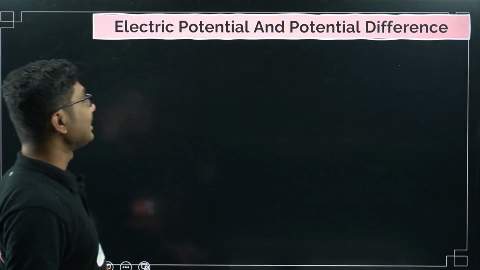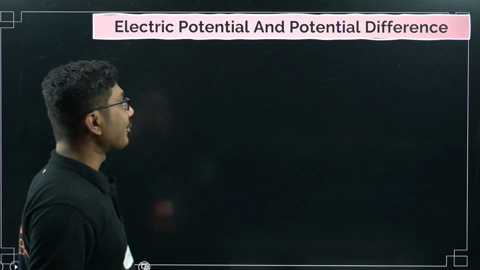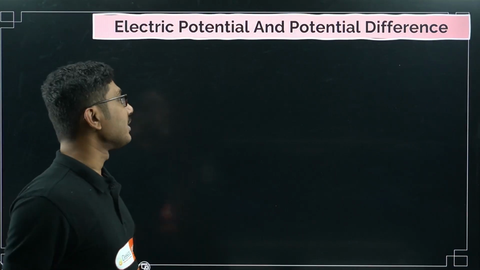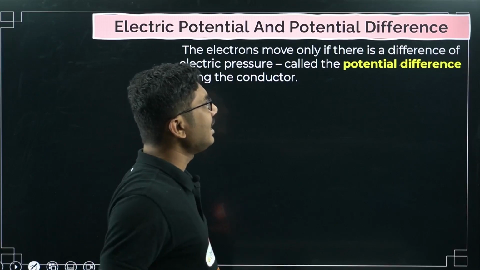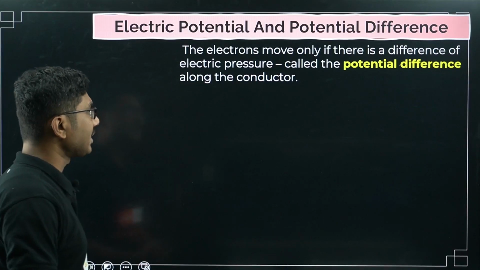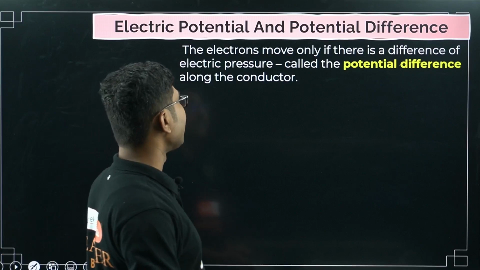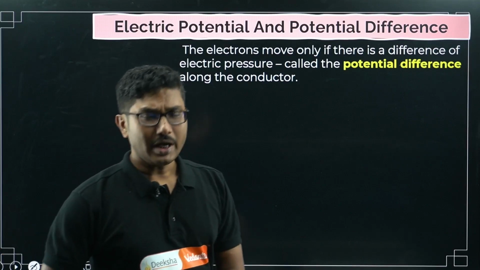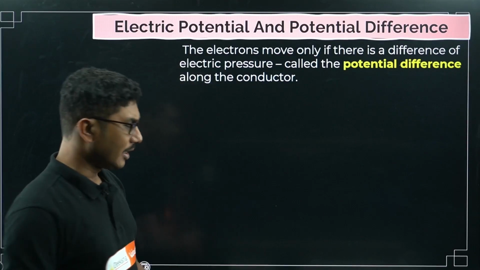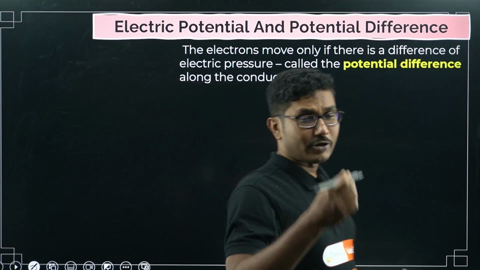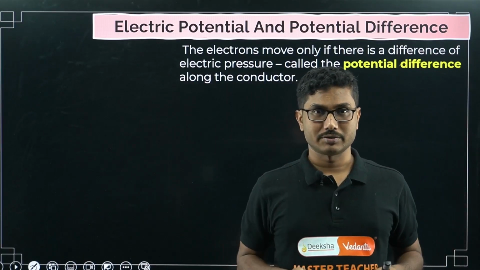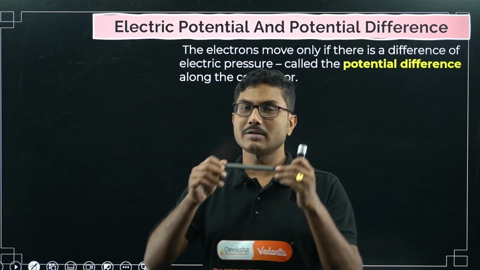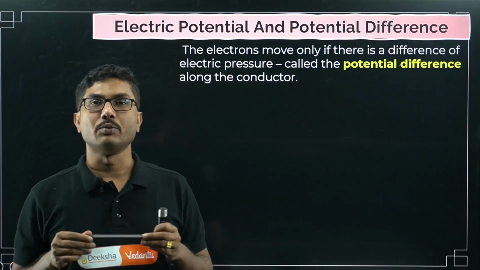Right? Now let's continue with electric potential and potential difference. The electrons move only if there is a difference of electric pressure, called potential difference, along the conductor. For example, if there is a conductor, this conductor already has a lot of electrons, but these electrons cannot move on their own.